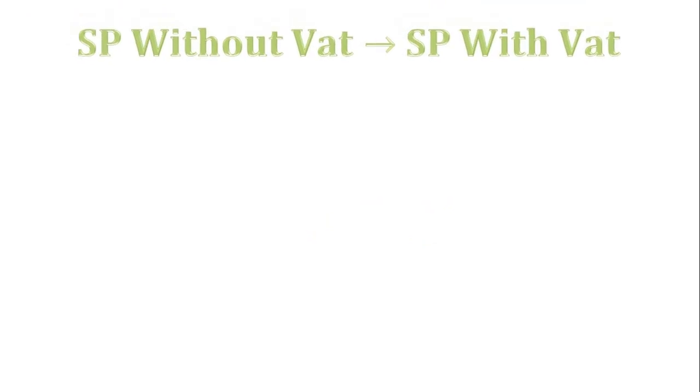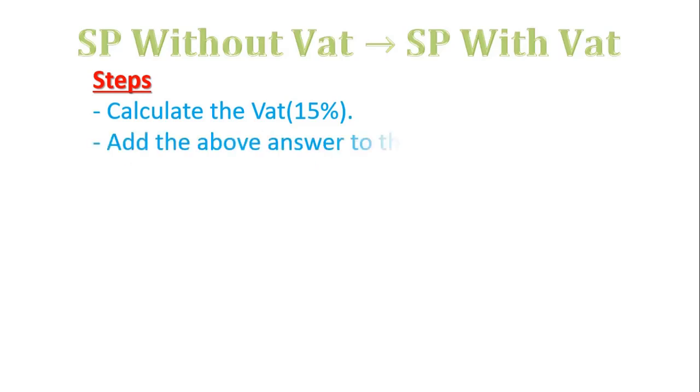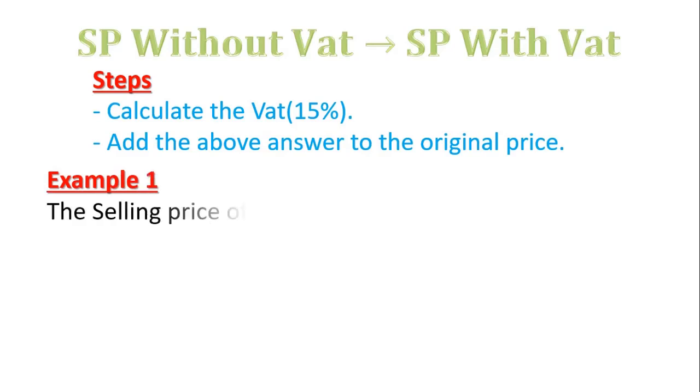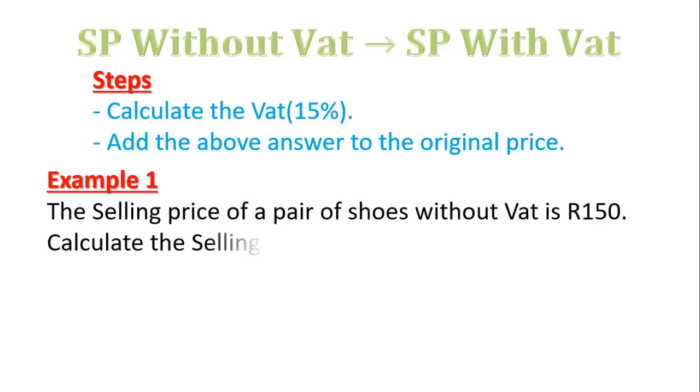Selling price without VAT to selling price with VAT. And this is how we do it. Our steps: calculate the VAT, and as I said, it's 15%. Then we add that 15% to the original price. Let's look at an example. The selling price of a pair of shoes without VAT is 150 Rand. Calculate the selling price with VAT.